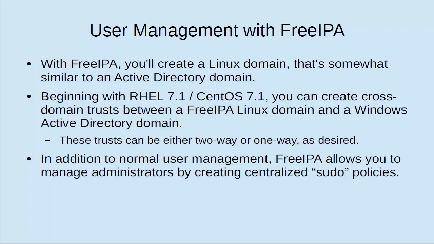So with FreeIPA, you're going to create a Linux domain that's going to be somewhat similar to an Active Directory domain in Windows. Beginning with Red Hat Enterprise 7.1 and CentOS 7.1, you can create cross-domain trust between a FreeIPA Linux domain and a Windows Active Directory domain. You can make these trusts either two-way or one-way, whichever way you want. And in addition to normal user management, FreeIPA allows you to manage administrators by creating centralized sudo policies.